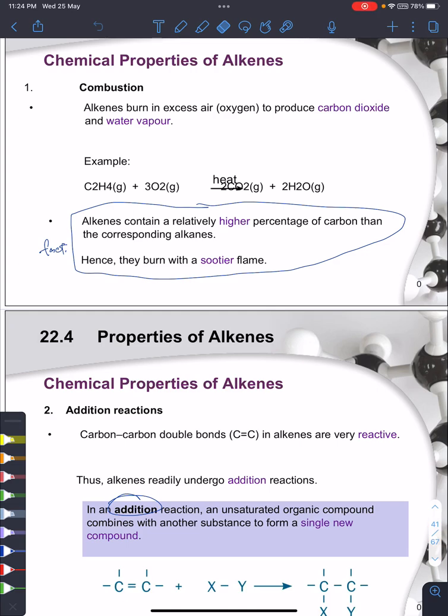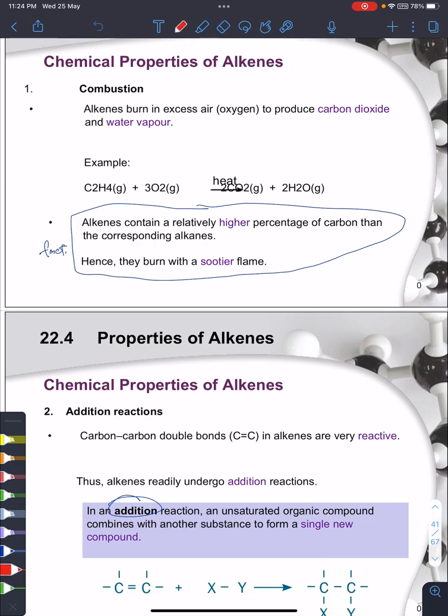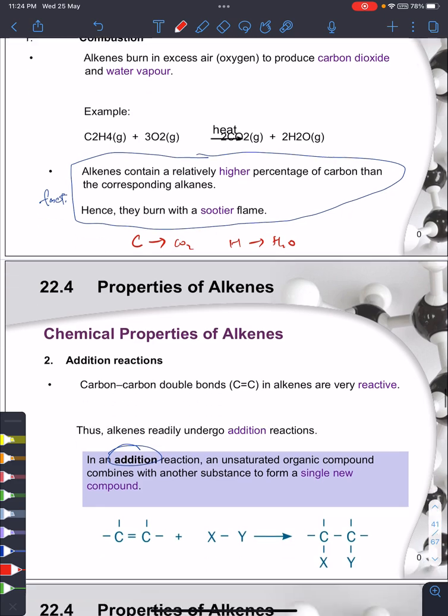Hello. Okay, so let's do a recap of alkene. So we went through the reactions. All organic compounds can undergo combustion, as long as they have carbon. When you burn carbon, you get CO2. When you burn hydrogen, you get H2O, referring to complete combustion.